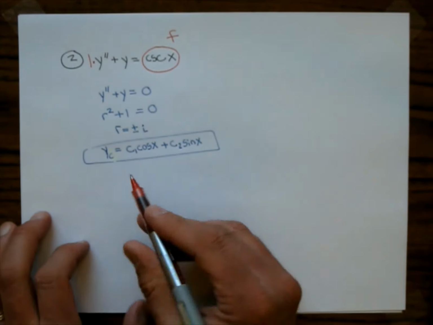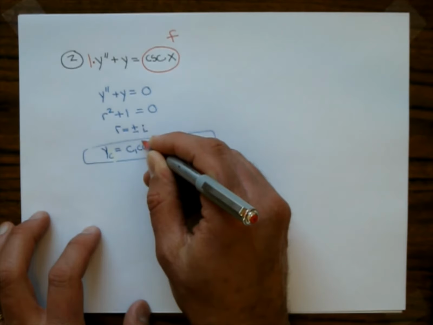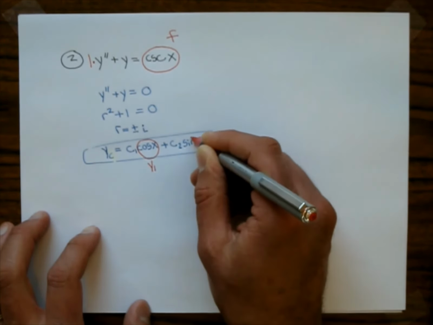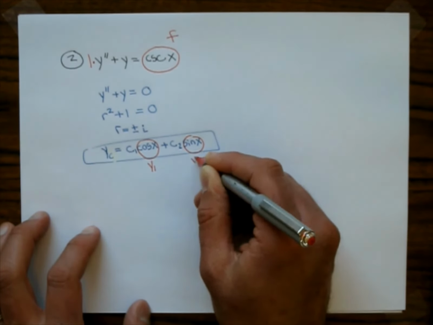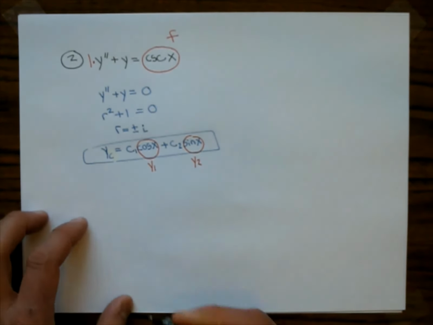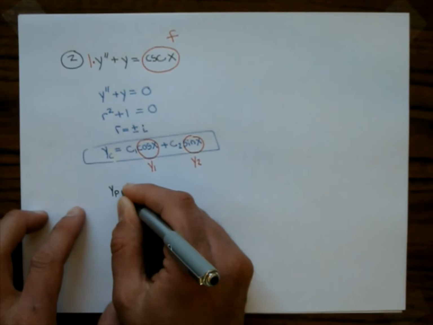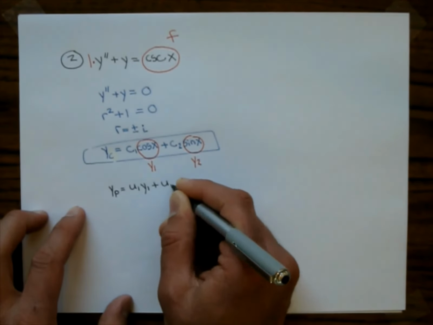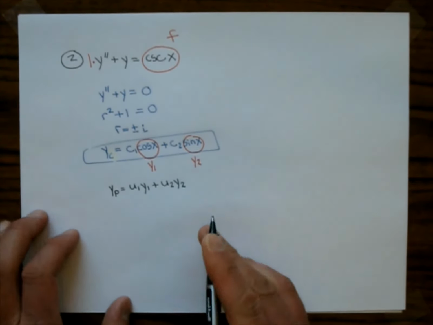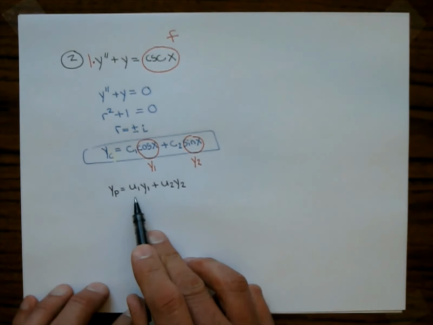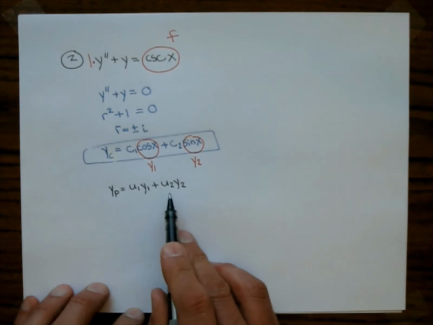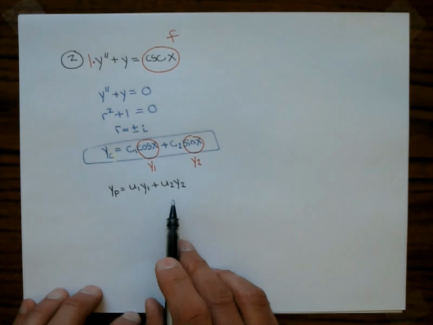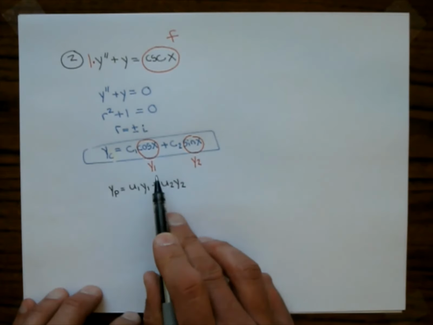There's our complementary solution. For step 4, we want to identify this one and call it y1, and this guy right here is y2. Now, we don't have to write this down, but we know that our particular solution is going to look like u1 y1 plus u2 y2. And we know what y1 and y2 are. We are going to spend the rest of this problem finding u1 and u2.